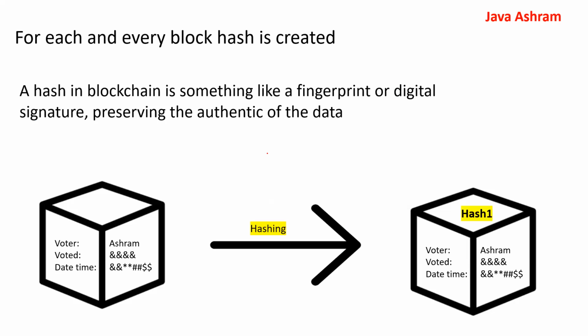For each and every block, a hash is created. The hashing mechanism, you might be aware, is a kind of algorithm to assign a unique value, or you can say a digital signature, to each block to ensure the authenticity of the data. So for each block, one hashing algorithm will get executed, and the hash will be assigned to that particular block to authenticate the data. It will make sure the data is authentic, and it has a unique digital signature.